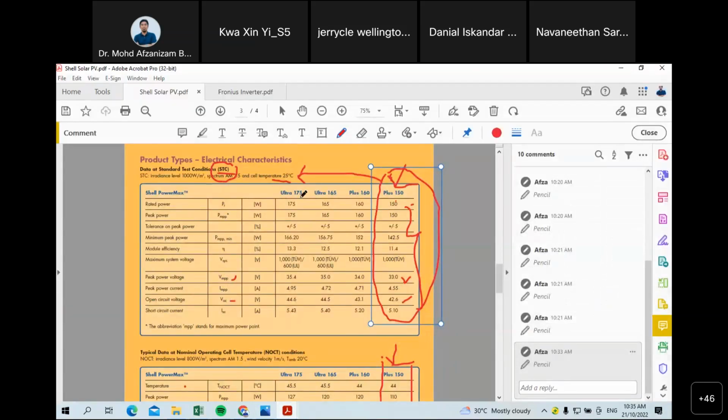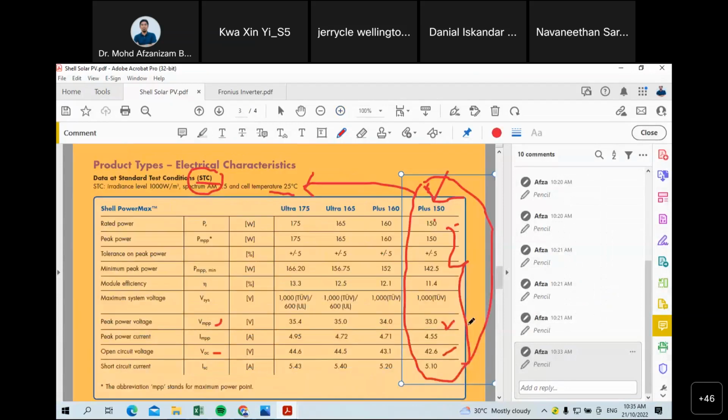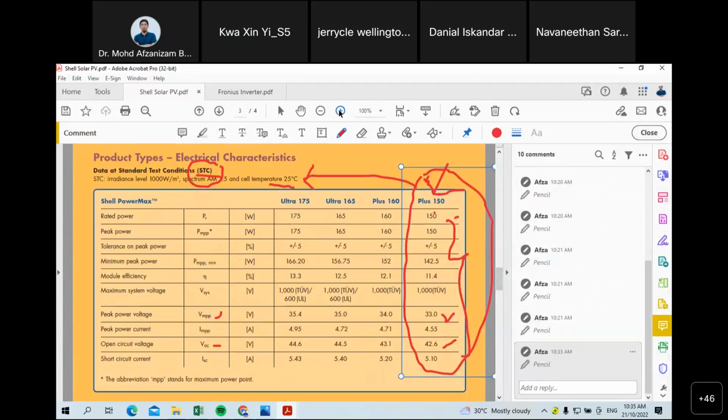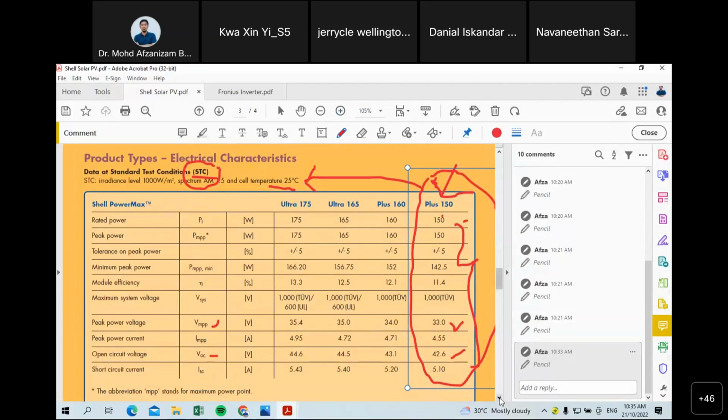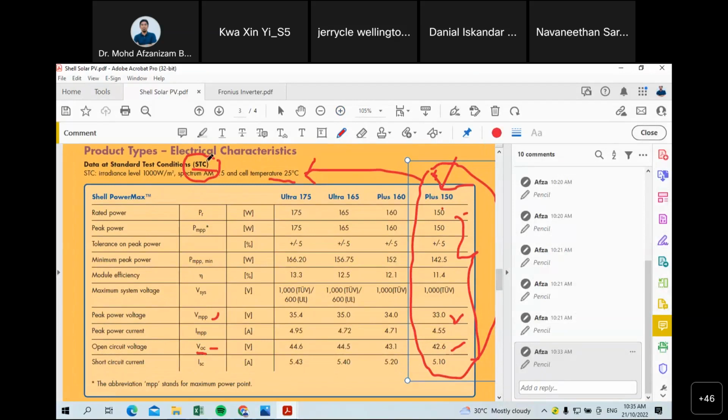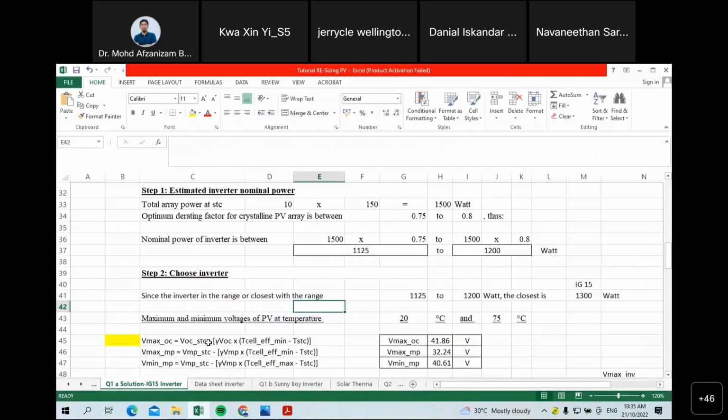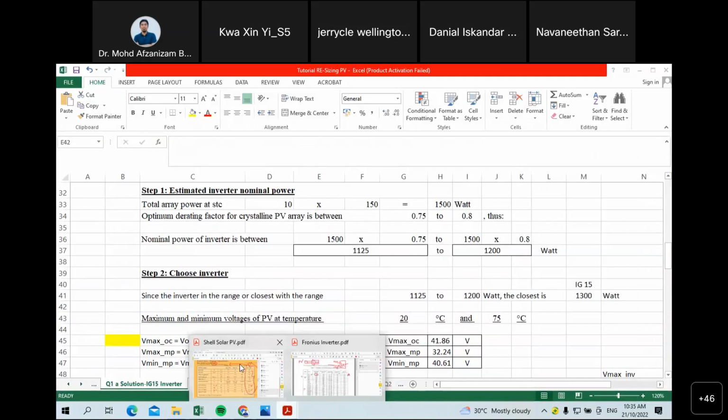VOC STC, this is the thing, 42.6. And then what else? Minus, in bracket, gamma VOC.